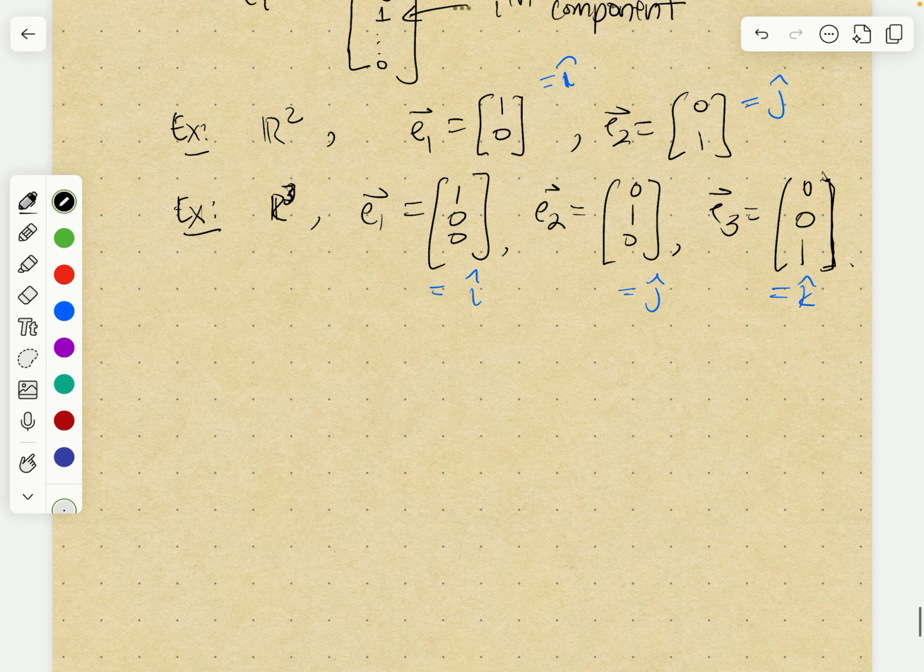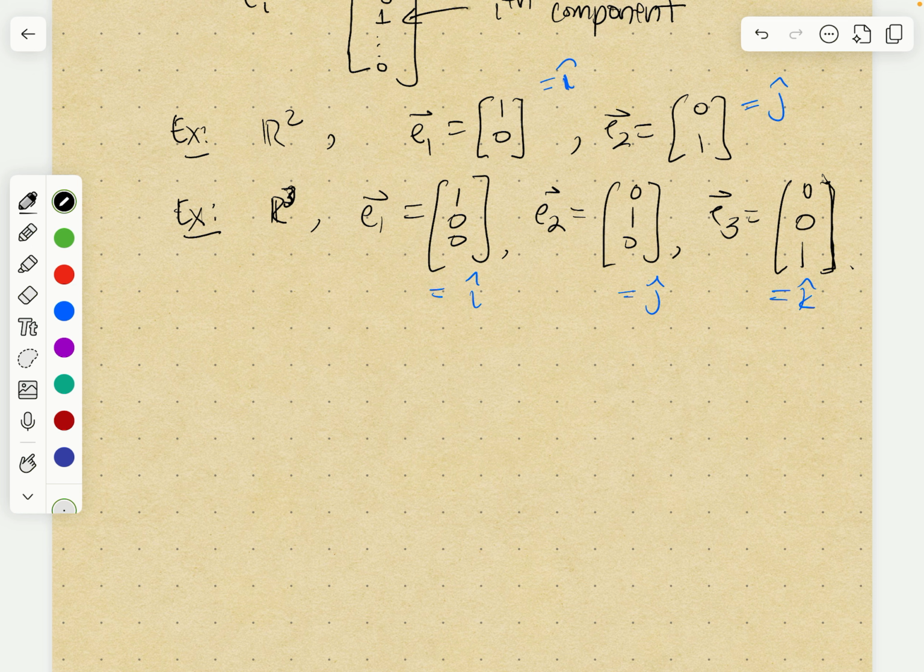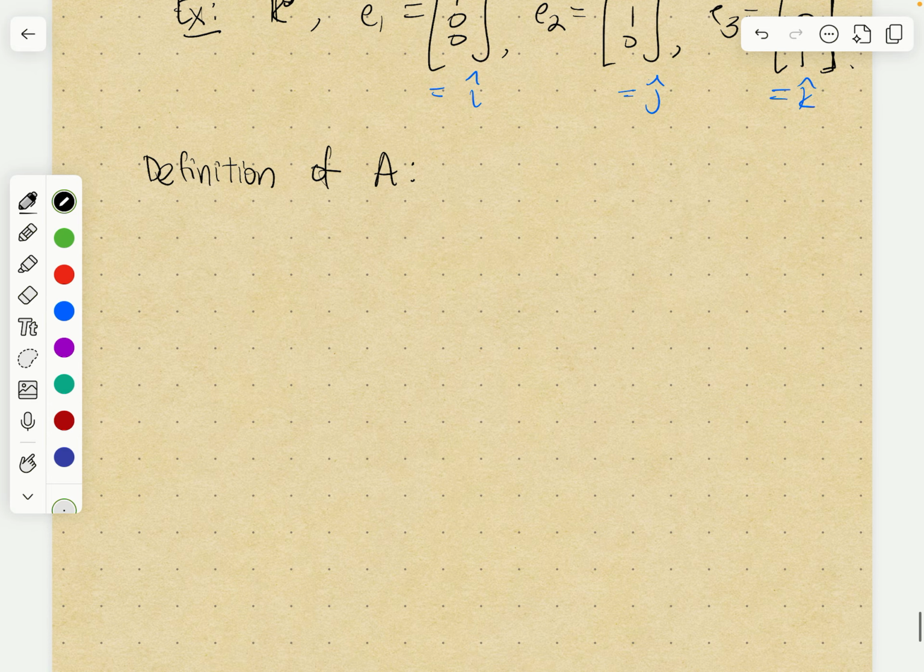Now we're ready to give the definition of the standard matrix A. A is going to be called the standard matrix. A is a matrix, just a bunch of numbers, and A has a bunch of columns. If I tell you what each column is, that will tell you what A is. So that's what I'm going to do. I'm going to tell you what the columns of A are.